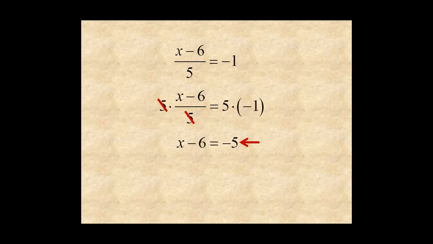Next, add 6 to both sides of the equation. Since negative 6 plus 6 is 0, the left side of the equation is just x. On the right side, negative 5 plus 6 is 1, and the solution is x equals 1.